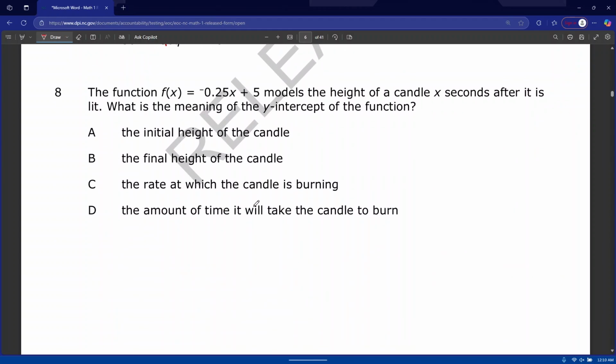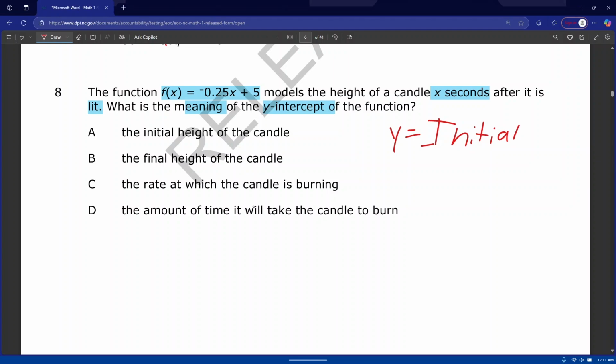Okay. 8. The function f of x equals negative 25.25x plus 5 models the height of a candle x seconds after it is lit. What is the meaning of the y-intercept? These are easy points, guys. I don't know how it can get easier than that. However, if you're still confused, the y-intercept equals initial. It is basically, or usually, when the graph starts. And based off that definition I gave you, the answer choices reflect that.